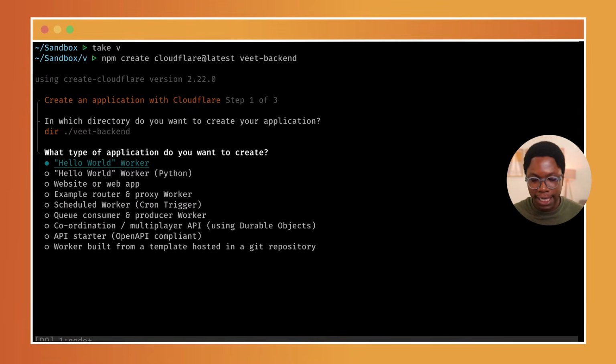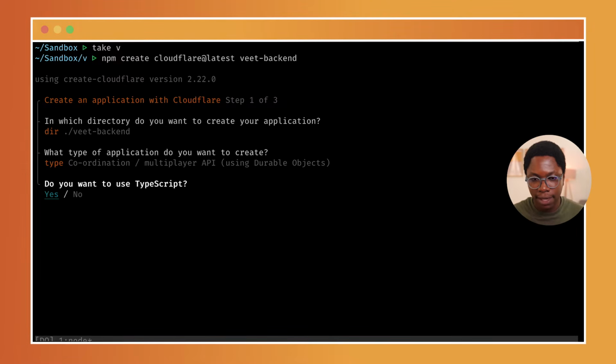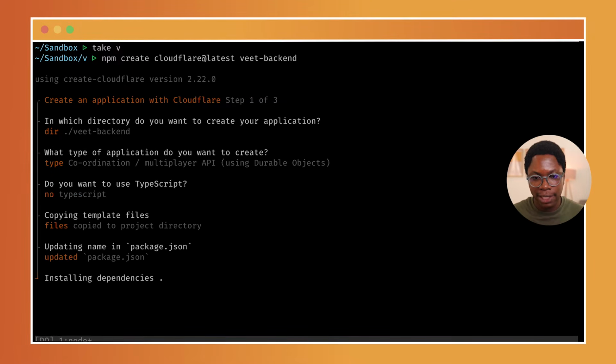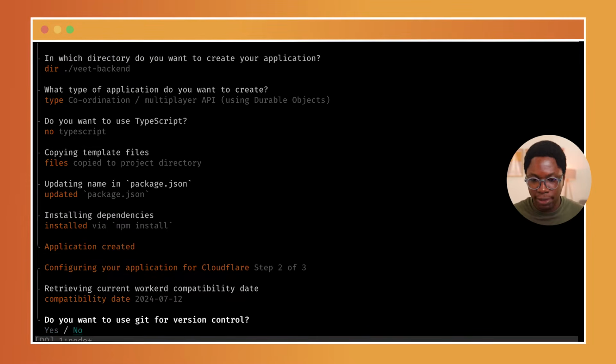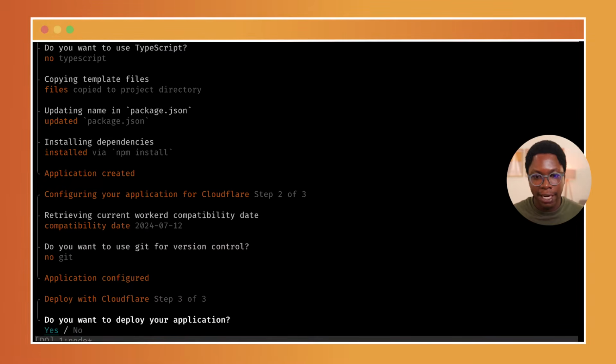All right, the next thing I want to do is select what template to use. I'm going to be using the coordination or multiplayer API template with durable objects. And I do not want TypeScript, although you can say yes if you want all of the autocomplete stuff and the niceties of TypeScript. I do not want to use Git version control inside of that project because we'll be adding the parent folder to source control. And do we want to deploy the application now?